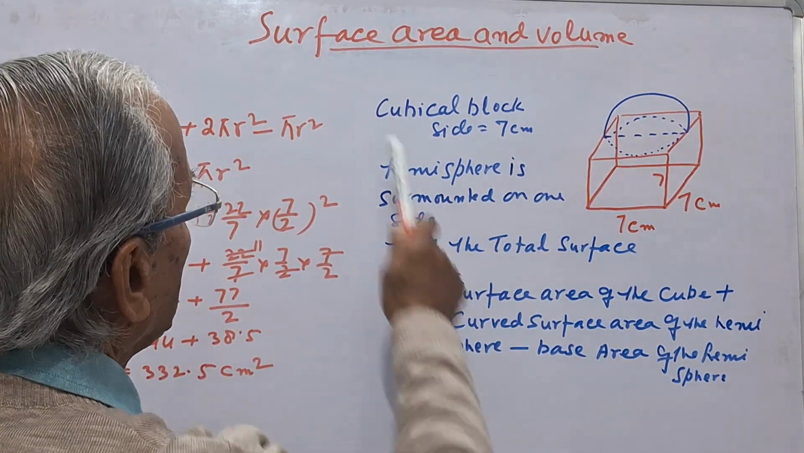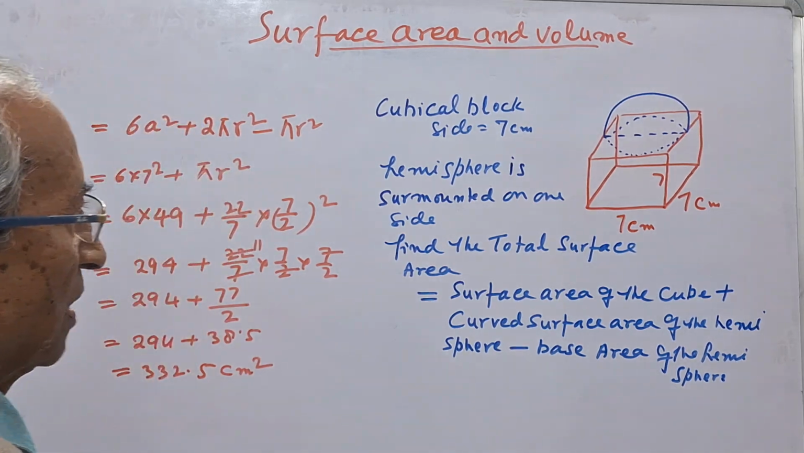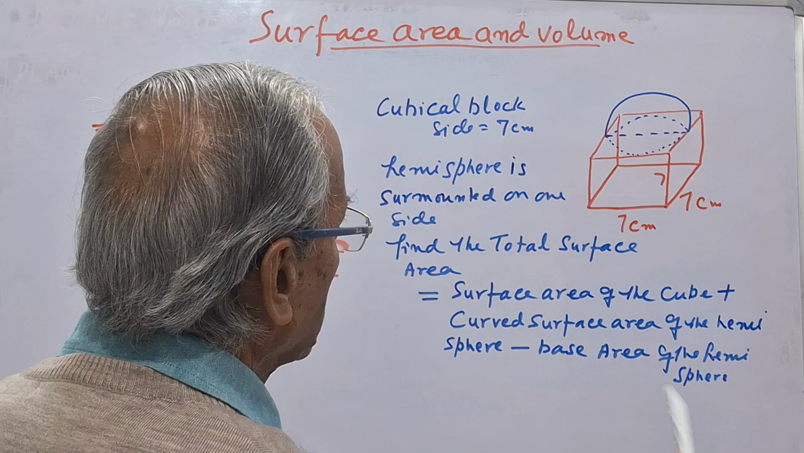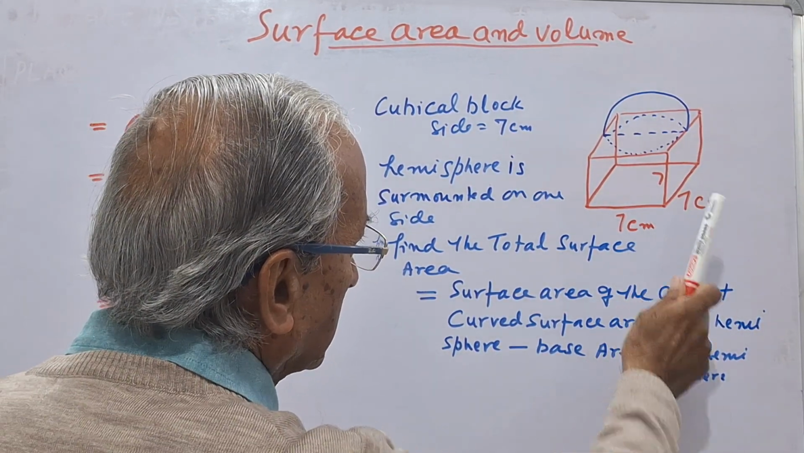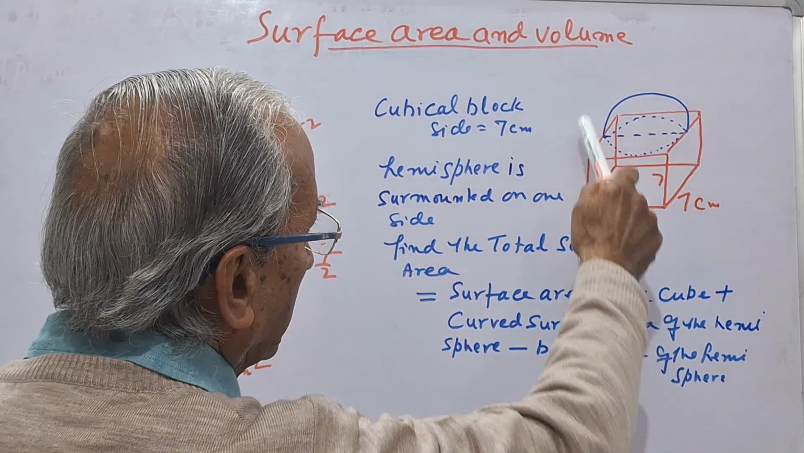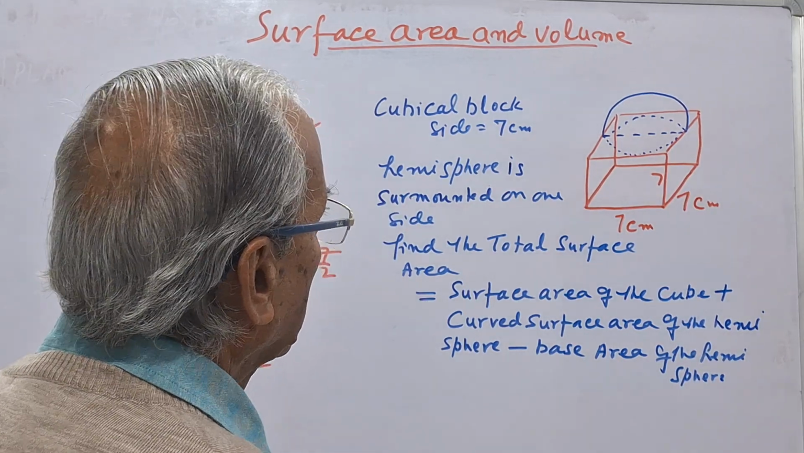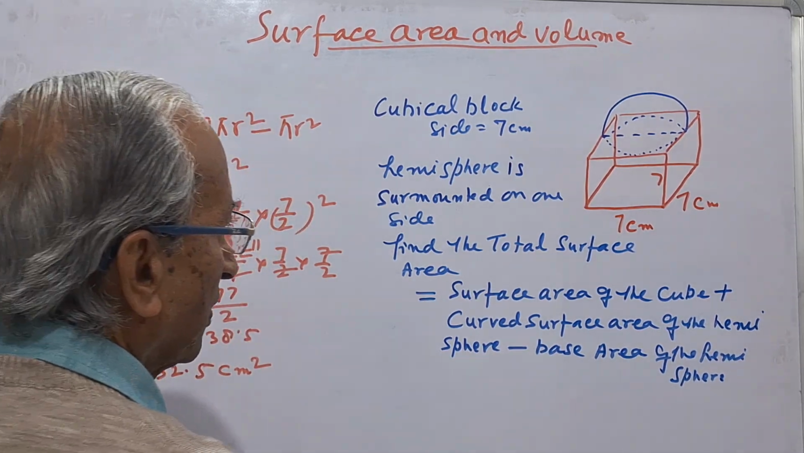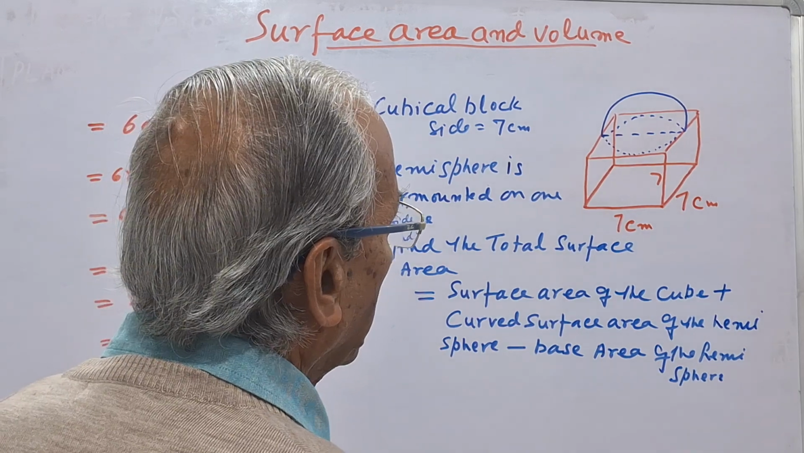Today, in surface area and volume, I will take an example of a cube, that is a cubical block having a side of 7 centimeters, and a hemisphere is surmounted on the top of the block. Now the question is that we have to find out the total surface area of the block and the hemisphere.